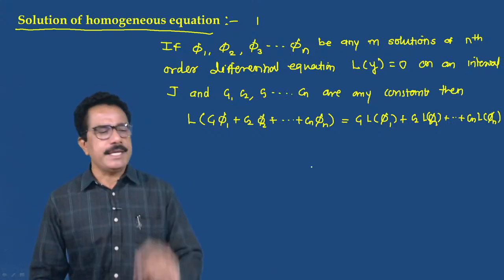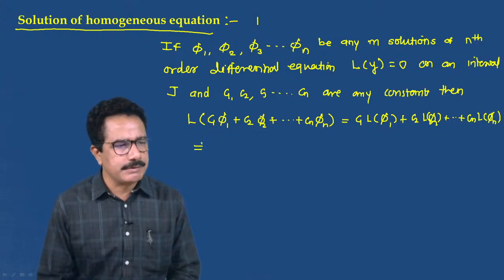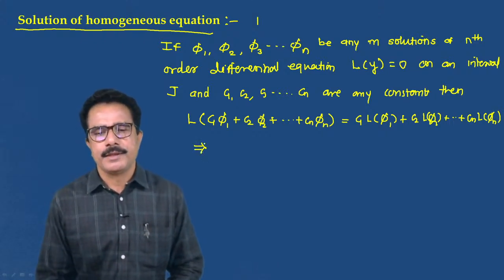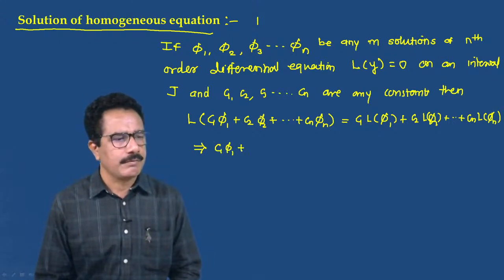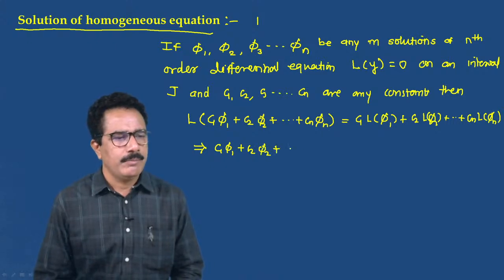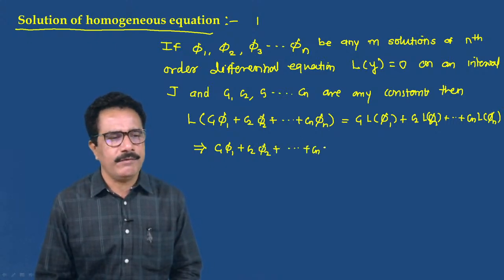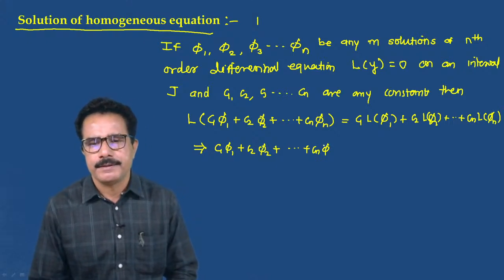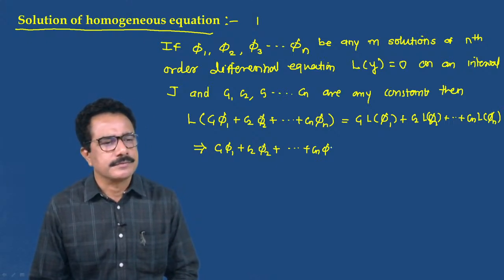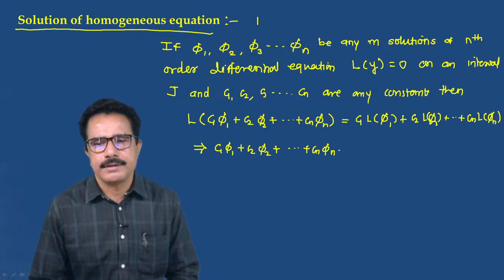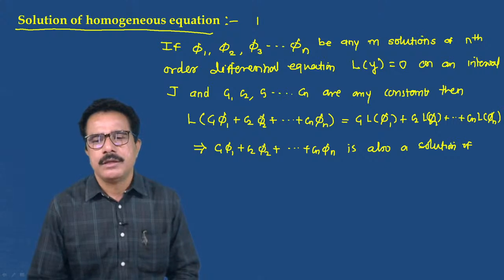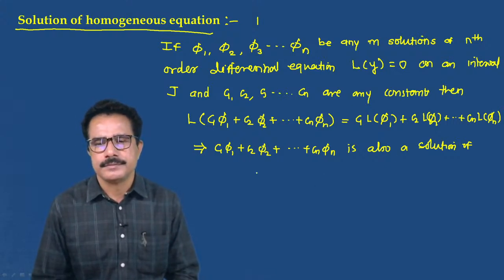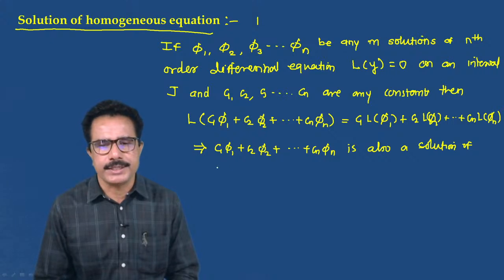Okay, which implies that we can say that C1 phi 1 plus C2 phi 2 plus dot dot dot plus Cn phi n is also a solution of the linear differential equation.